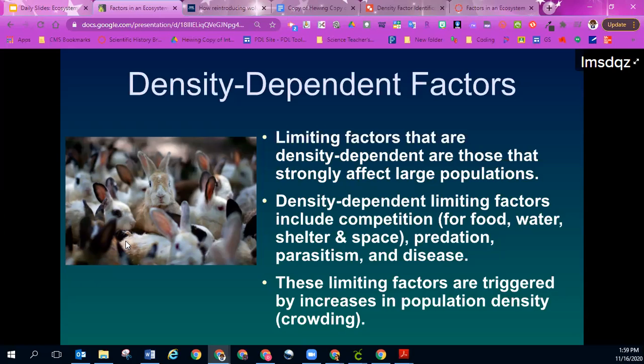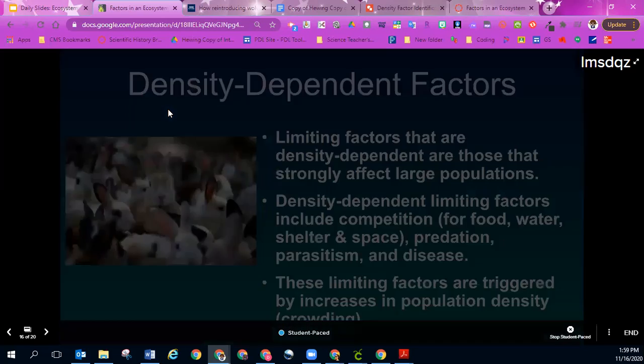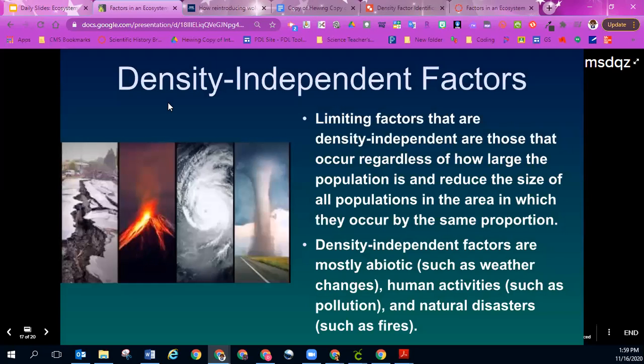So, like there was a swine flu that was going around that was affecting pigs. You have mad cow disease that affects cows. So there are certain things that only affect specific populations of animals, whereas density independent factors don't really care about the species itself. They affect everything in the area.